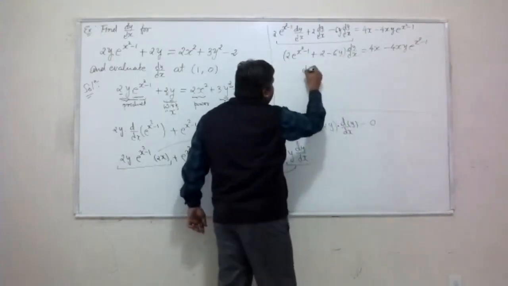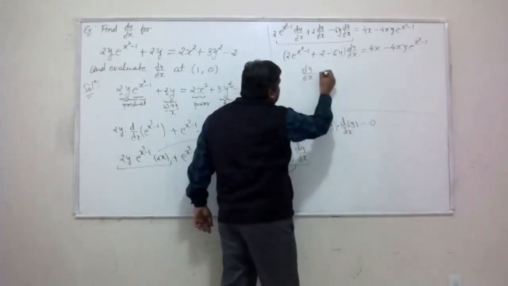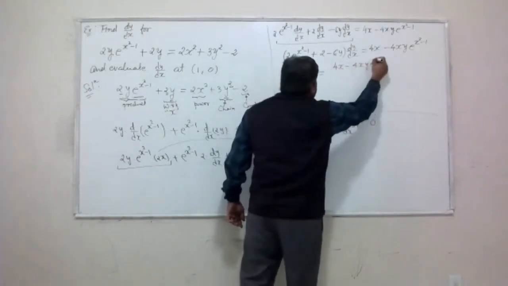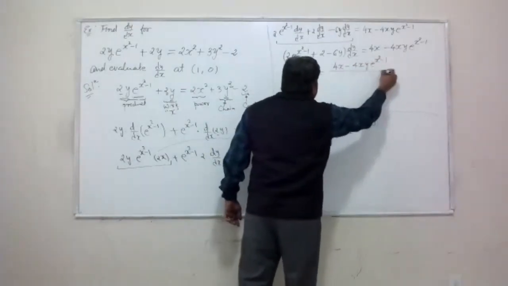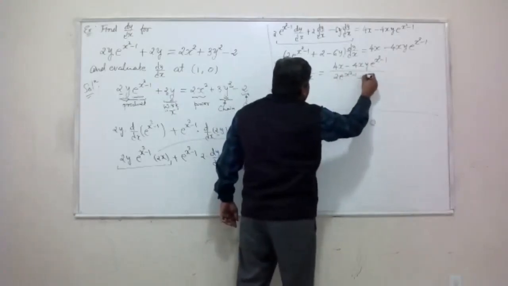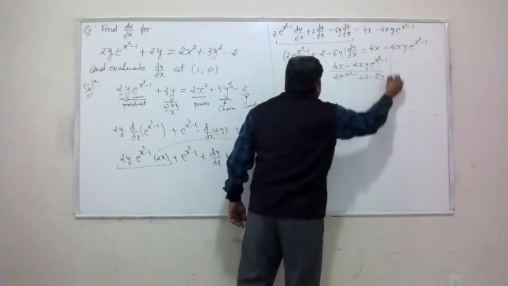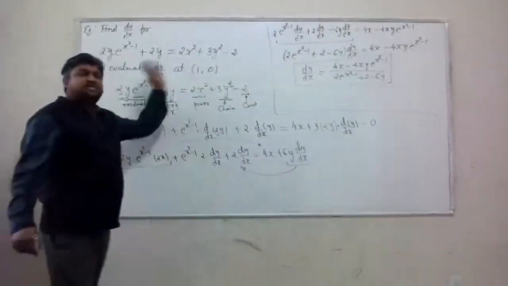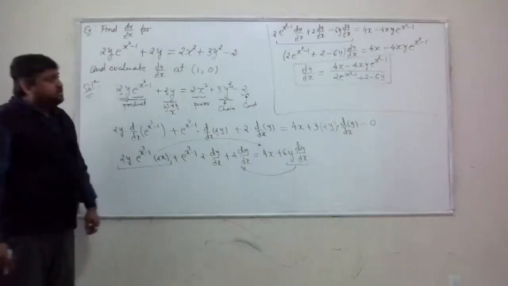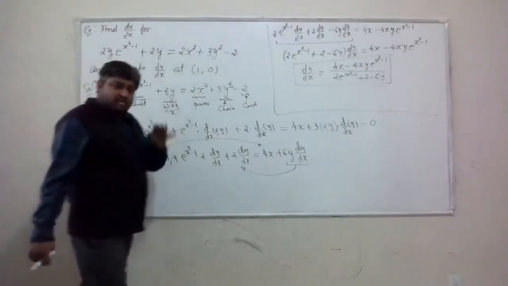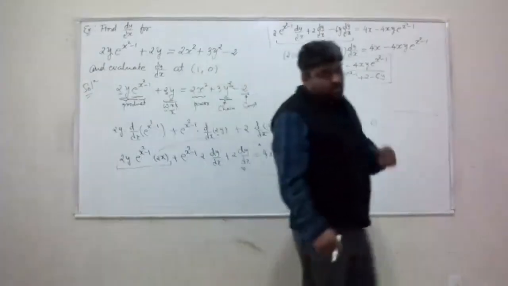Divide both sides by that bracketed quantity. dy by dx equals 4x minus 4xy e to the x square minus 1, over 2 e to the x square minus 1 plus 2 minus 6y. This is the derivative of the implicit equation with respect to variable x. Again, this is also going to be a very simple example on your exam.